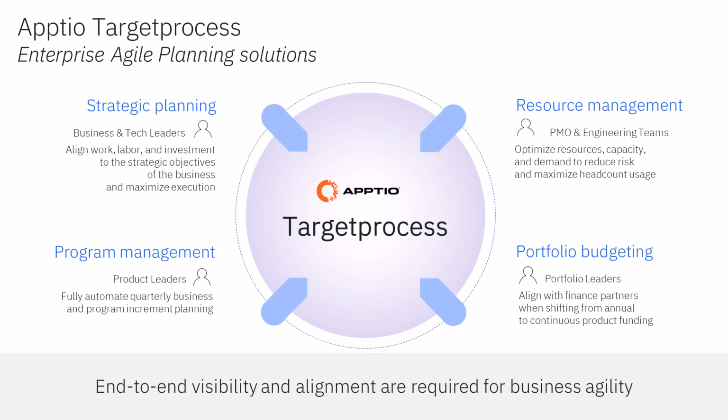Portfolio managers can also use Target Process to help shift resources and investment to better align with their organizational objectives, communicate these changes to product leaders, and track and report on progress toward objectives.